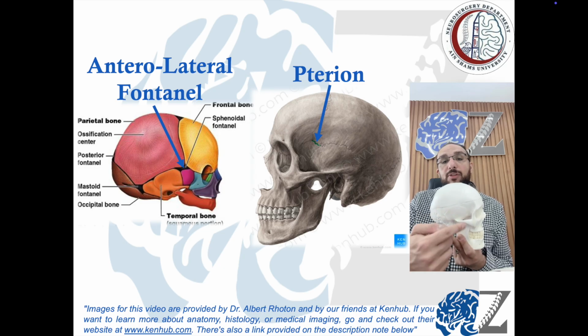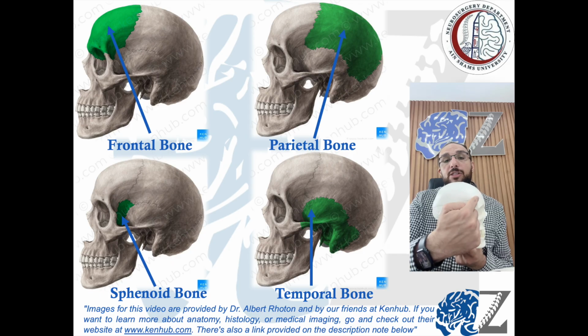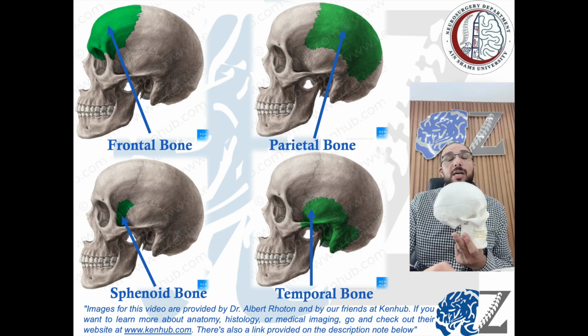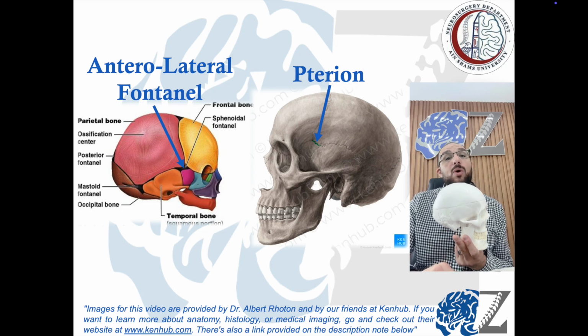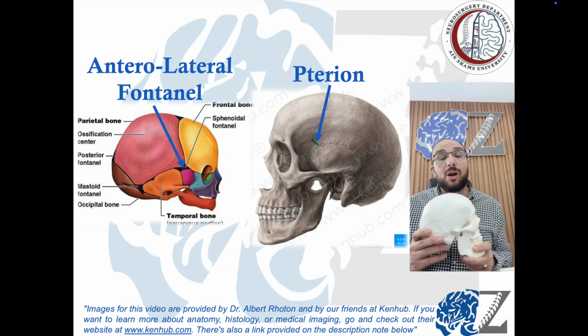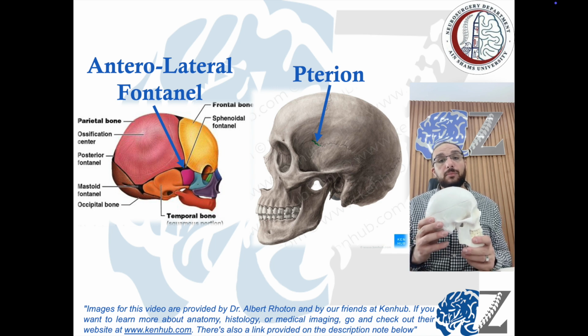And we know the point of the pterion, which is the point of fusion of four bones. The frontal bone, the parietal bone, the temporal bone, and the sphenoidal bone. They all fuse at the point of the pterion, which was once called the anterolateral fontanelle or the sphenoidal fontanelle.